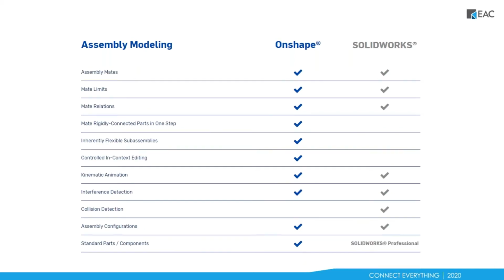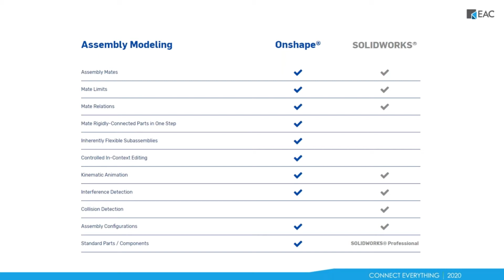If we go into assembly modeling, both packages certainly have assembly mates, that concept of putting two parts together. Also putting limits on mates. So if we're putting in a slider or a rotational type of, or planar constraint, we put limits on that. Also, relations can be added to those mates. We can also do, in the Onshape world, mate rigidity and connected parts in basically one step. You can put two parts together with just one mate. So really 2 picks, 2 parts go together.